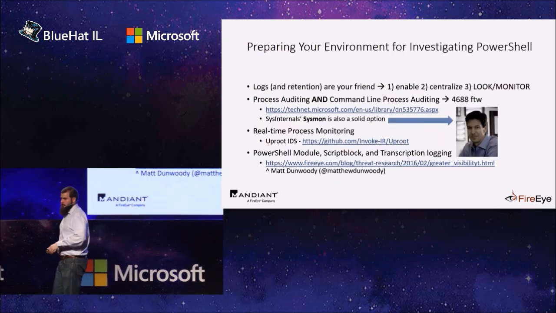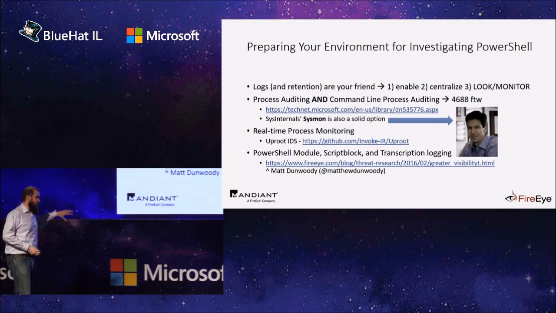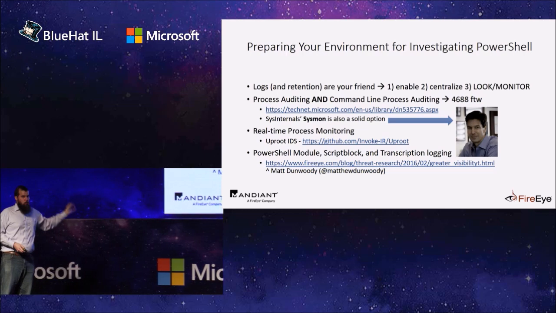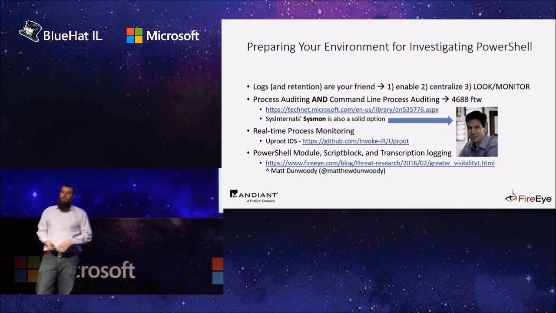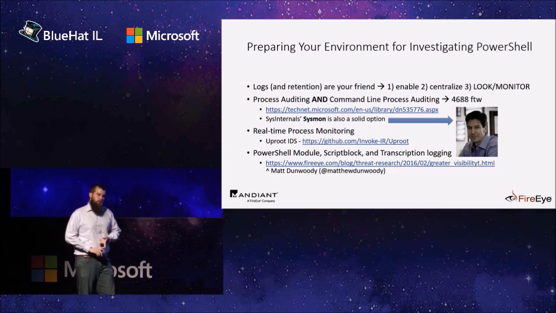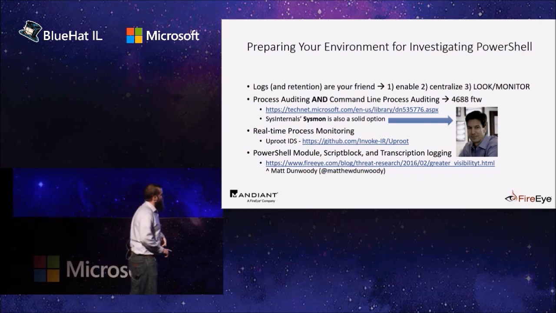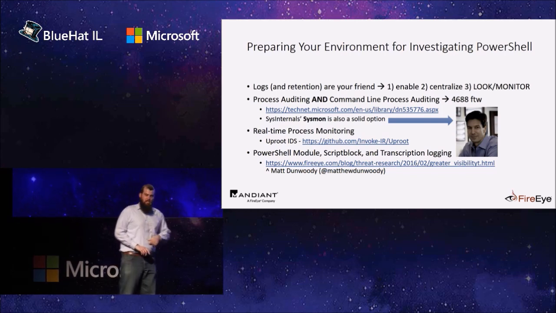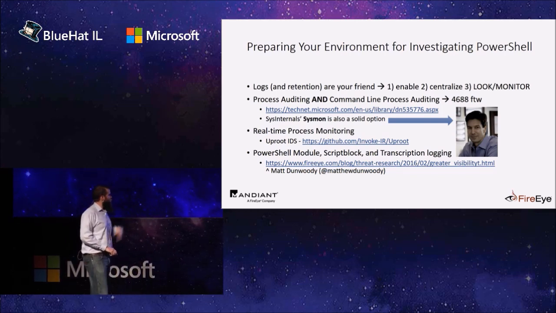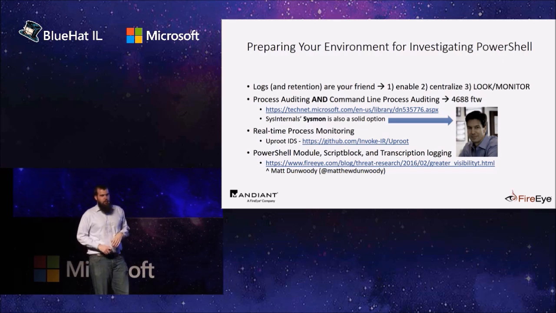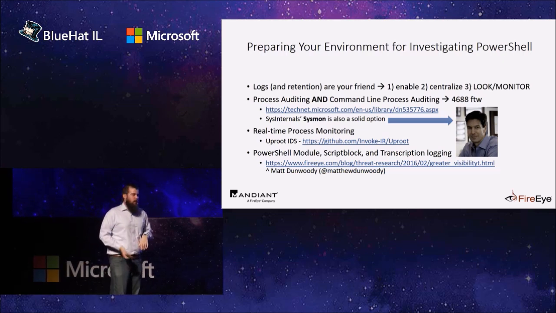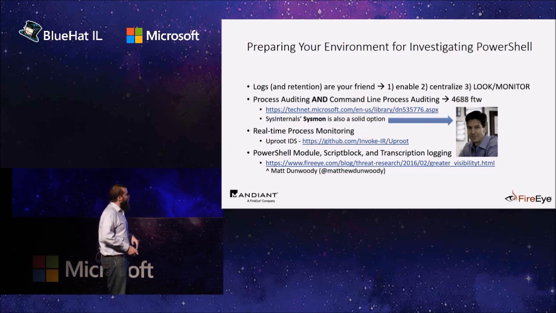So, preparing your environment for investigating PowerShell. This is way easier said than done, and I have a single slide on here, which is hilarious. At the very minimum, you want command line argument logging. You can enable that in event ID 4688 in the security logs. Sysmon EID 1 is also an option, thanks Mark for that. Sysmon keeps getting better and better every day. Or you can use something like Uproot IDS for real-time WMI-based command line argument logging, or any other tool that does that.